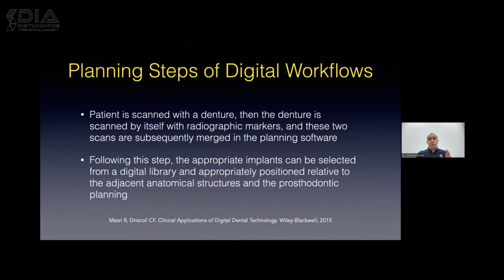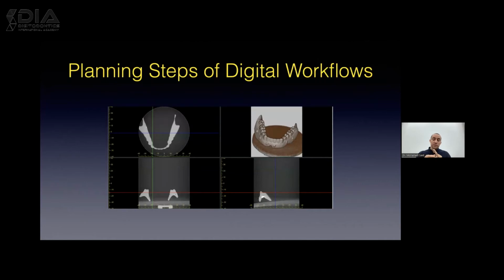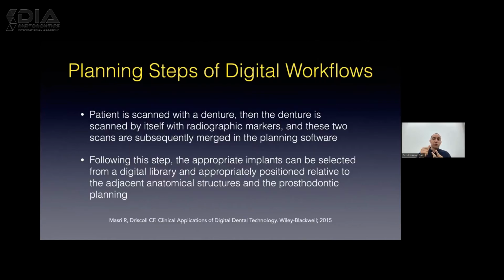So we do dual scans: the patient is scanned with the denture, and then the denture is scanned by itself, and the denture has radiographic markers. After having the 2 scans, we are going to merge both in a planning software, and after having the 2 merged scans in the planning software, we will start planning for the implant position relative to the restorations, the dentures that we have, and the radio-opaque markers, in order to place the implant in an appropriate position in relation to the anatomical structure and in relation to the restorations that we already have.